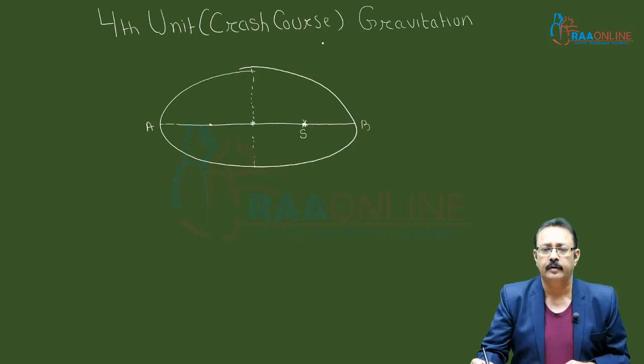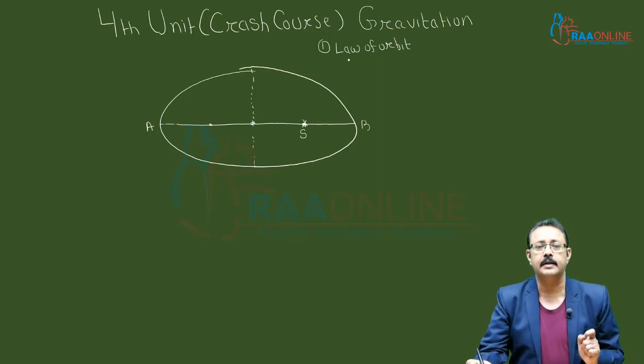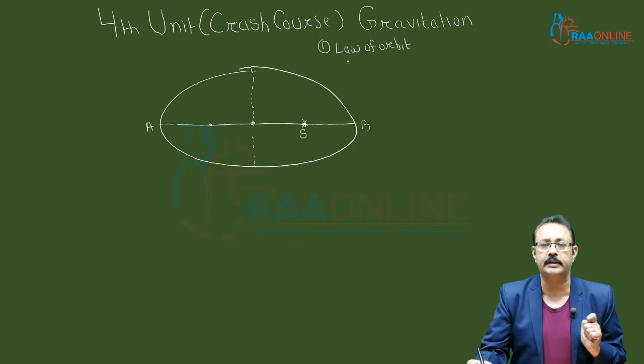This law is known as the law of orbit. Law of orbit: the shape of the orbit is elliptical and the sun is situated at one of its foci.